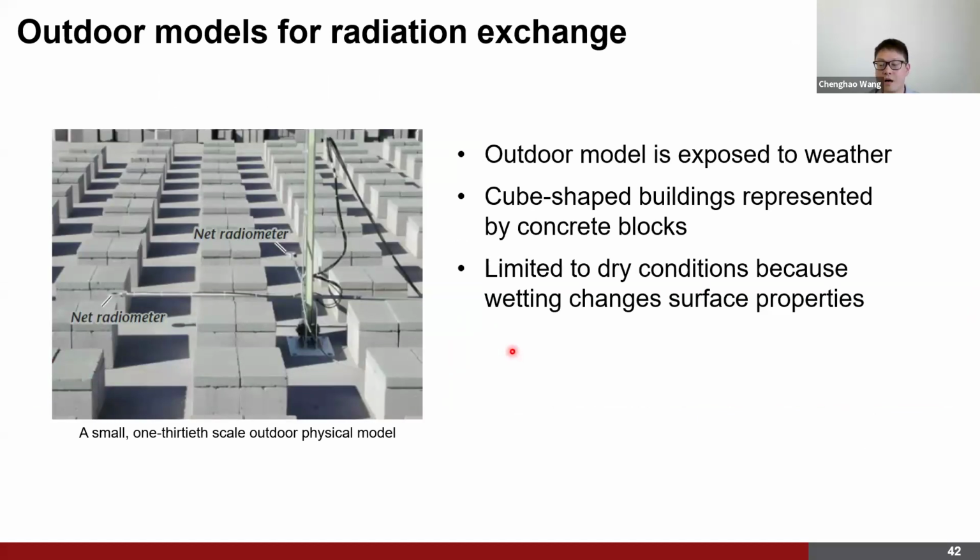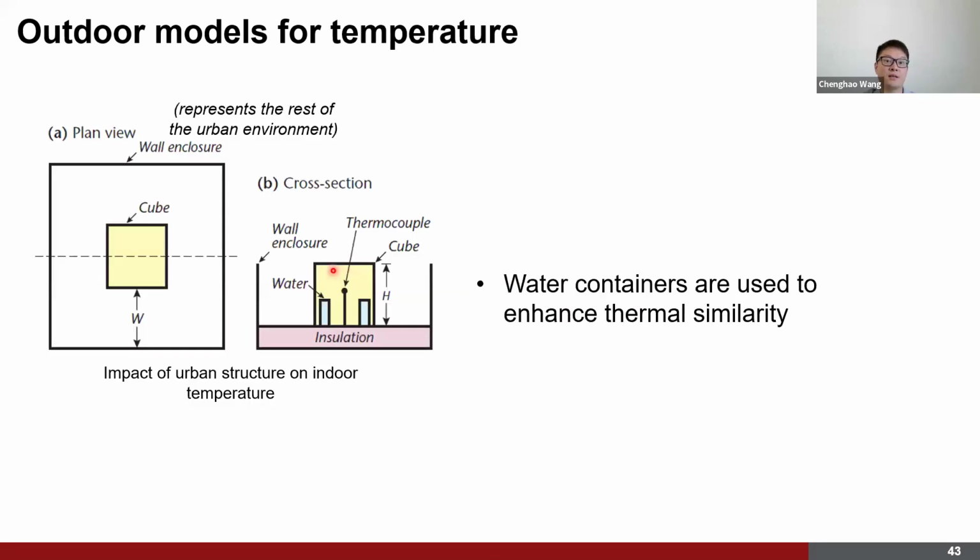Okay, let's move on to our outdoor models part. As I mentioned earlier, outdoor models are exposed to real weather, so we do not need to simulate the radiation. Here, in the small 1/13th, I think, outdoor scale model, researchers are using an array of concrete blocks to represent cubical buildings. And remember, I mentioned earlier that it's usually hard to achieve thermal similitude or thermal similarity.